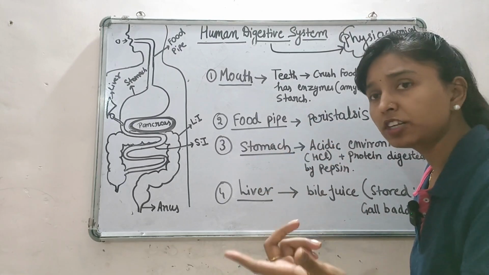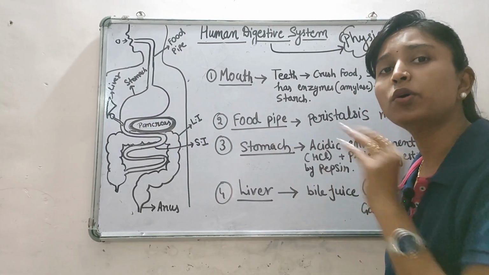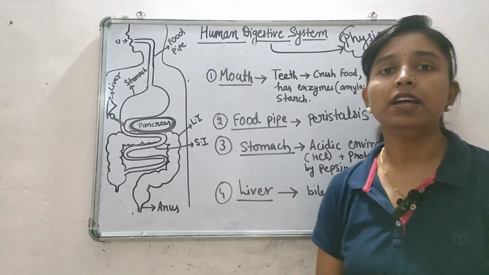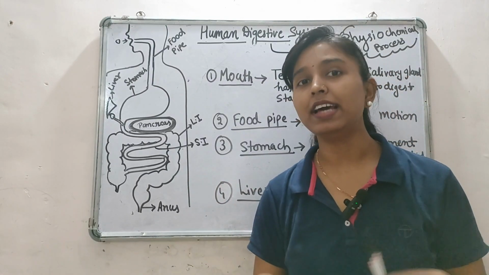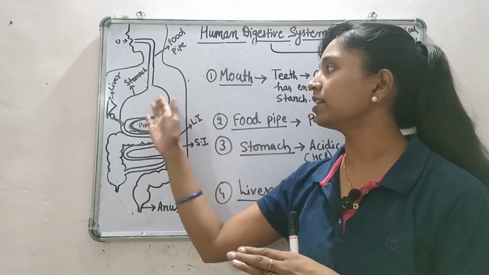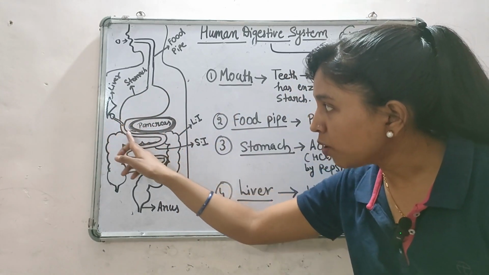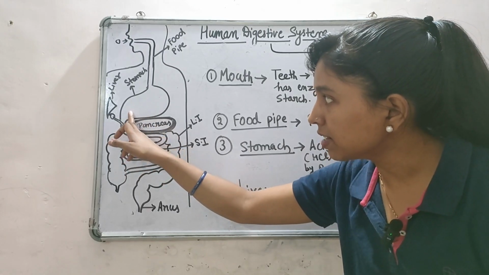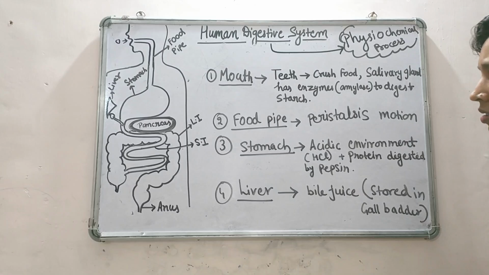Another function carried out inside the stomach is the digestion of protein. There is an enzyme known as pepsin, which is responsible for the digestion of protein inside the stomach. Next we have the small intestine. After the stomach, food comes into the small intestine.